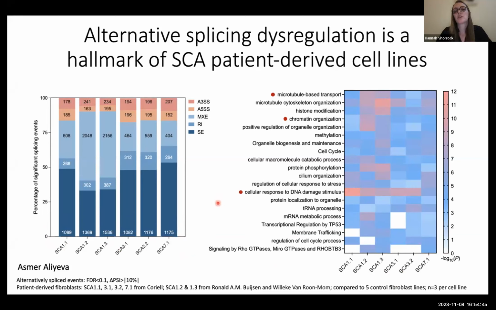And again, when we looked at gene ontology enrichment of these skipped exon events, disease-relevant pathways were highlighted, things like microtubule-based transport, chromatin organization, and cellular response to DNA damage stimulus. And so this is something that we're actively following up, and we're moving towards being able to use events that were detected in these fibroblasts to assess whether our lead candidate small molecules in the lab are rescuing those splicing events.